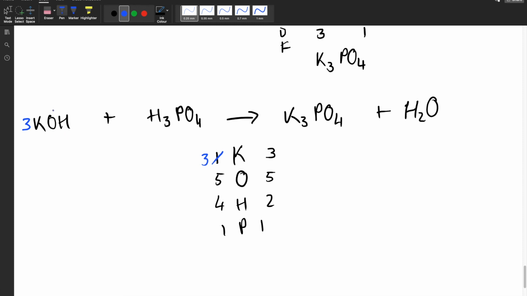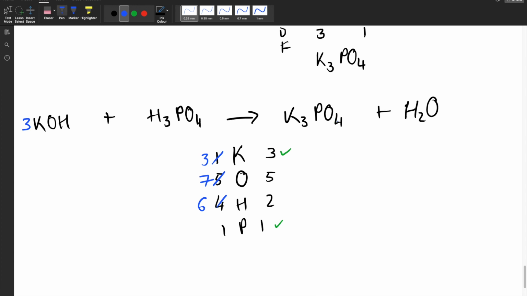So we now have 1, 2, 3, 4, 5, 6, 7 oxygens, and we have 1, 2, 3, 4, 5, 6 hydrogens, and it didn't change our phosphorus. So our potassiums are now balanced, our phosphorus are balanced, but our oxygen and our hydrogen are not balanced. So what we need to do is we need that to go from 5 to 7 for our oxygen, but we don't want it to affect our phosphorus.